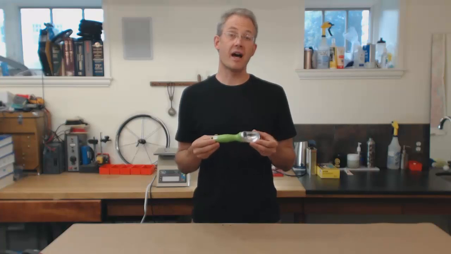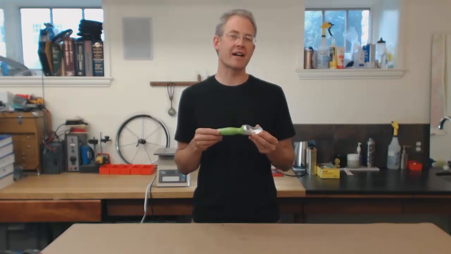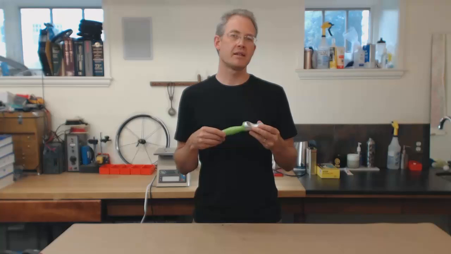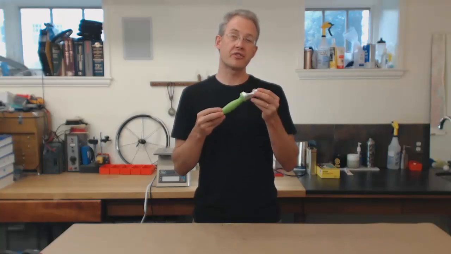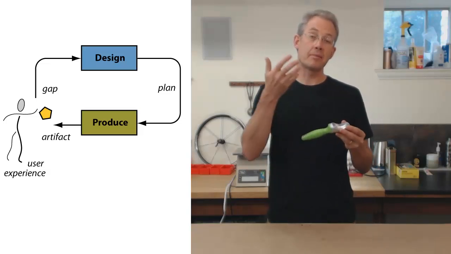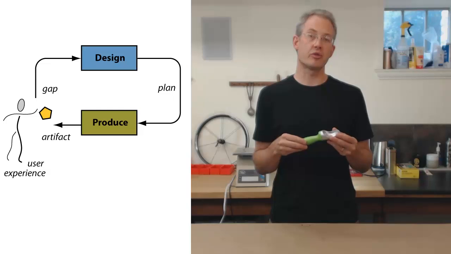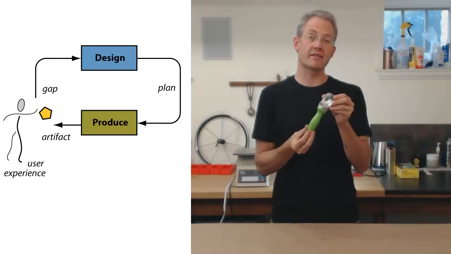This course is called Design, Creation of Artifacts in Society. Now, I guess technically, design doesn't actually create the artifact. Design is an integral part of an overall system through which first a gap in the user experience is sensed, and then a plan for an artifact is created. That's the design part. And then some production process is usually required to transform that plan into an artifact itself.